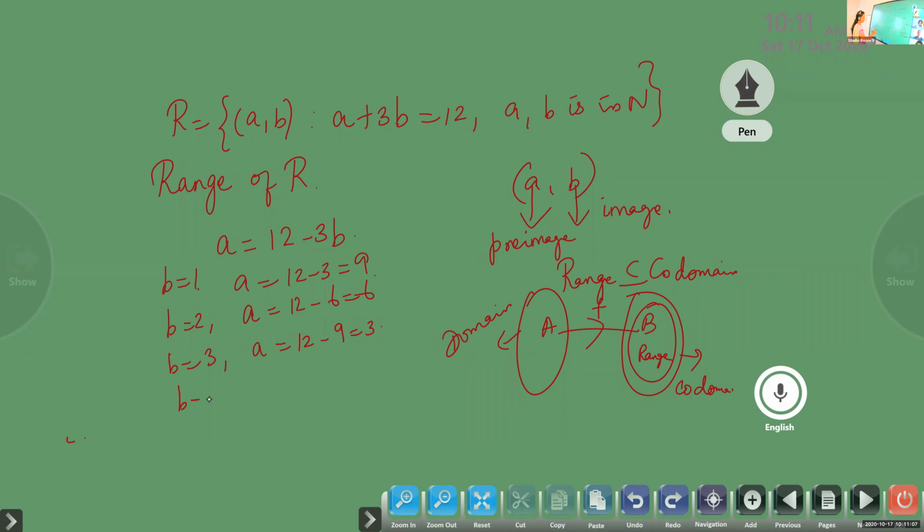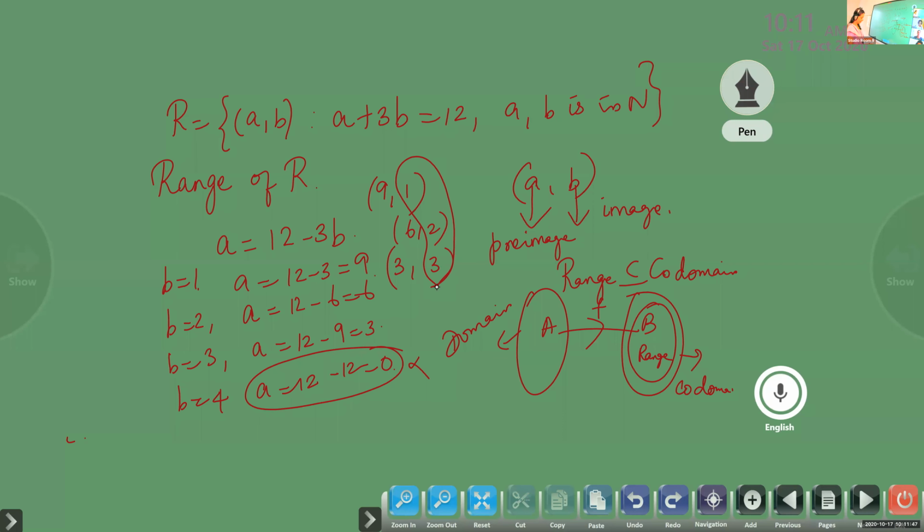When you take B is 4, you'll get A is equal to 12 minus 12, which is 0, but it is not a natural number, isn't it? So this is not possible. Therefore, the only possibilities are (9, 1), (6, 2), and (3, 3). Range is a collection of second elements, isn't it? So what will be the answer then? It is {1, 2, 3}, isn't it? Many of you wrote this as 3, 6, 7 and so on. The answer is {1, 2, 3}. Is it clear? Is it okay, children?